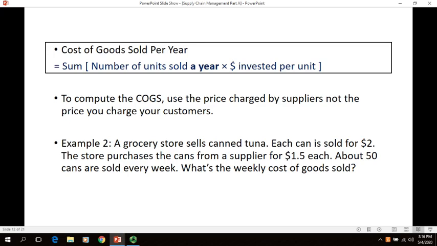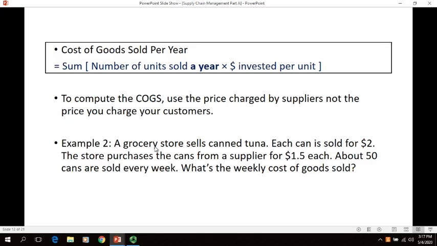So here is the formula for the cost of goods sold. You take the number of units sold within a year and multiply by how much you have to spend to purchase it or to produce it, and you add them up over multiple items. And remember, to compute the cost of goods sold, you need to use the price charged by your suppliers, not the price you charge your customers. So use the wholesale price, not the selling price.